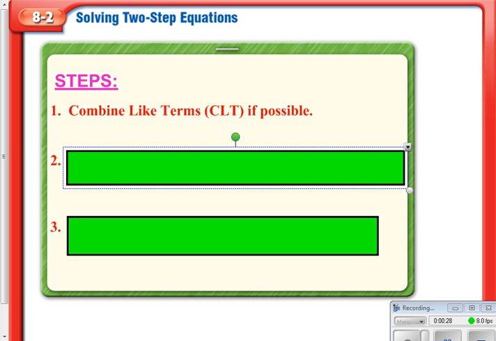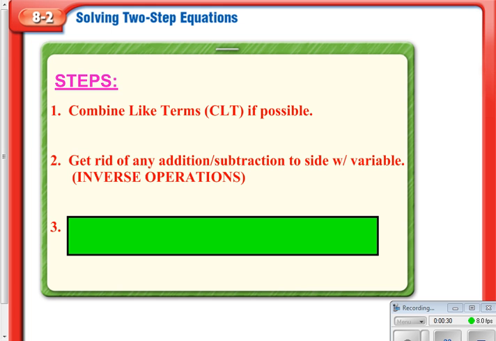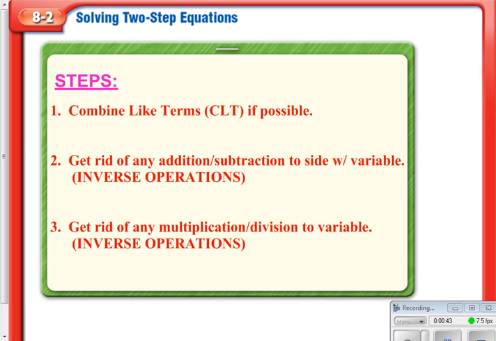Second step is to go ahead and get rid of any addition or subtraction to the side with a variable. You're going to do the inverse operations. In order to get rid of addition, we'd have to subtract. In order to get rid of subtraction, we'd have to add, so your inverse. Third and final step is to get rid of any multiplication or division done to the variable. This is your last step. So whatever is happening to x, normally in this case, but it could be any variable, that is the last step to get rid of any multiplication or division.